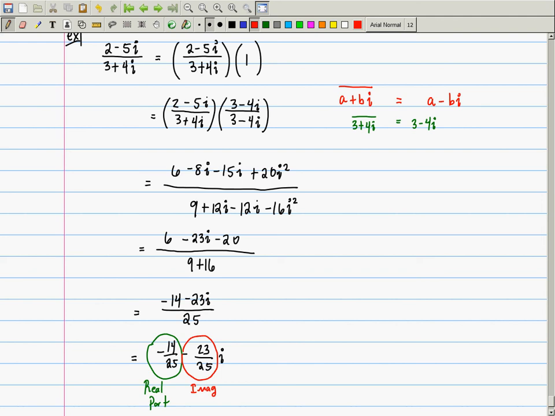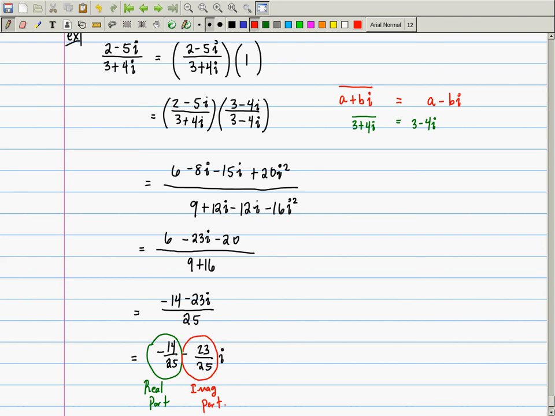Okay, so division, quotients of complex numbers, requires you using the conjugate form of one, right? It should feel just like rationalizing a denominator. So why does it work? Let's see why it works.